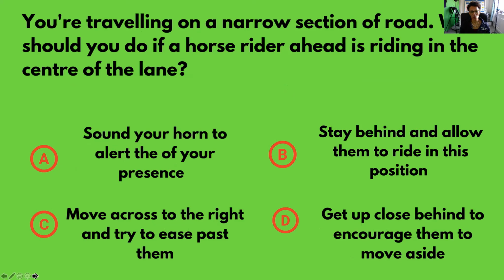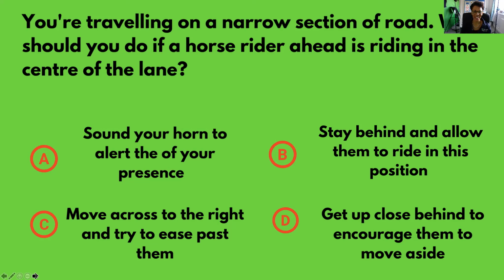Next question. You're travelling on a narrow section of road. What should you do if a horse rider ahead is riding in the centre of the lane? A, sound your horn to alert them of your presence. B, stay behind and allow them to ride in this position. C, move across to the right and try to ease past them. D, get up close behind to encourage them to move aside.